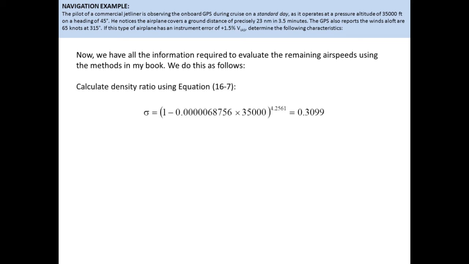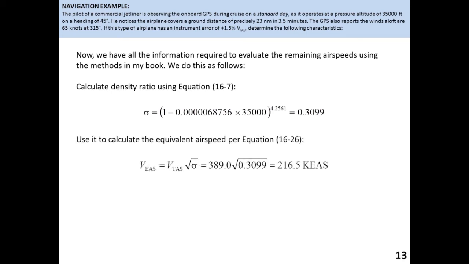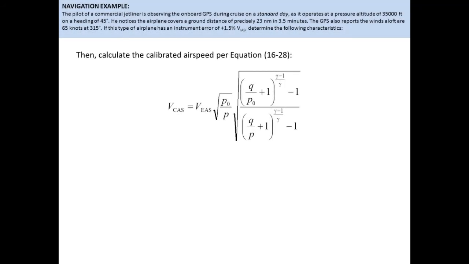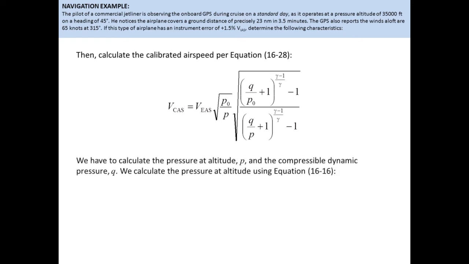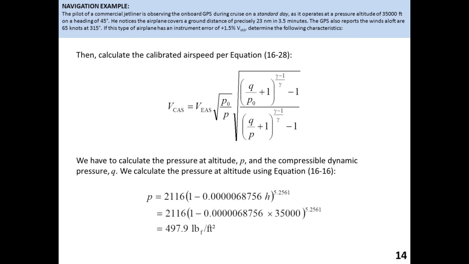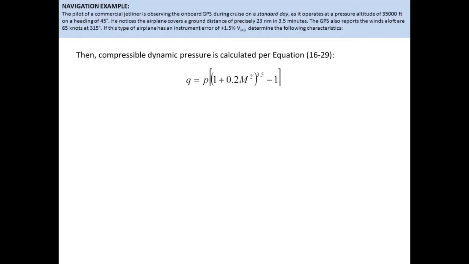Calculate density ratio using equation 16-7. Use it to calculate the equivalent airspeed per equation 16-26. Then calculate the calibrated airspeed per equation 16-28. We have to calculate the pressure at altitude P and the compressible dynamic pressure Q. We calculate the pressure at altitude using equation 16-16. Then compressible dynamic pressure is calculated per equation 16-29.